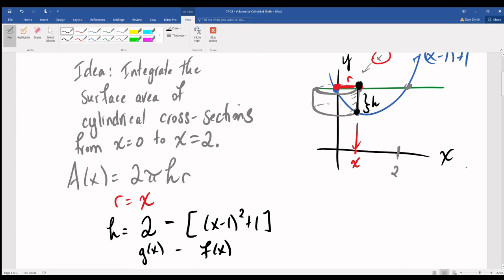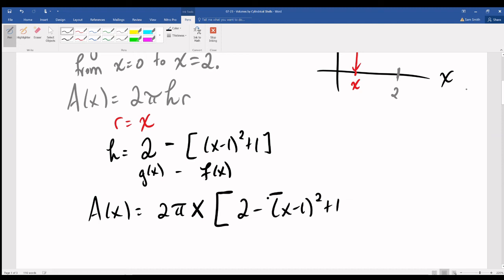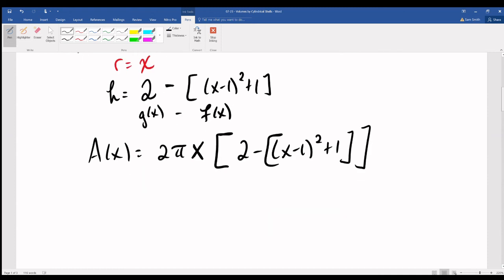So that means that the surface area of some arbitrary cylindrical cross-section is given by 2 pi times x times (2 minus ((x minus 1) squared plus 1)). This is given by 2 pi x times (g of x minus f of x), top minus bottom. And so, to find the volume of this region, all that I would have to do is integrate this area function from the leftmost slice to the rightmost slice.